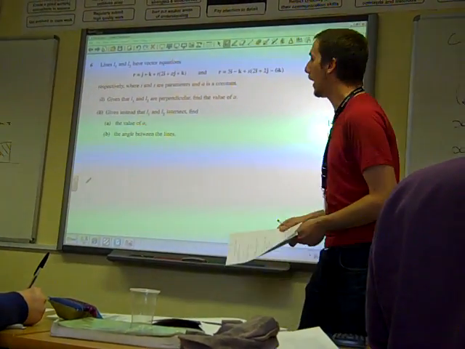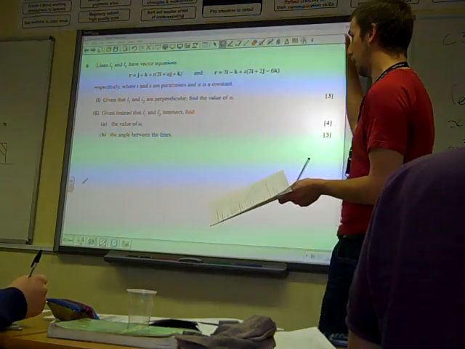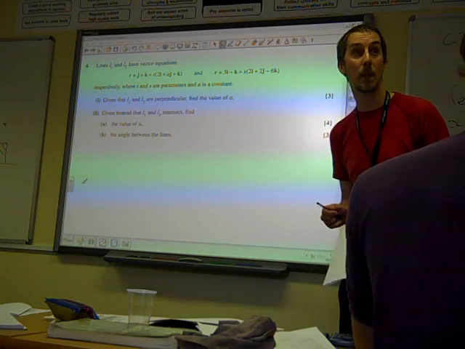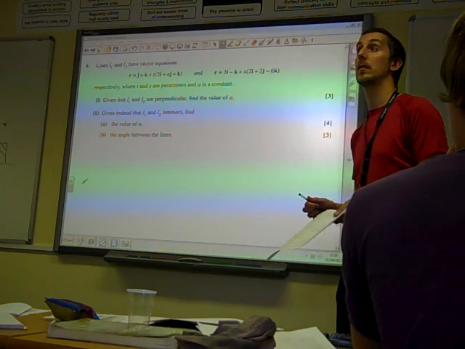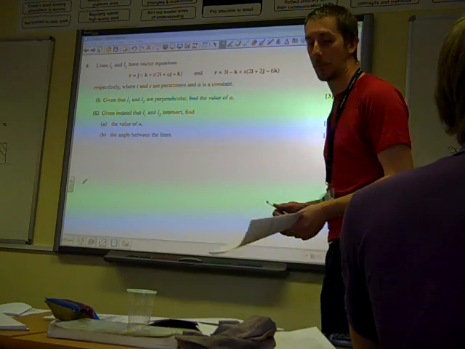Last question then. Lines L1 and L2 have vector equations. There you go, you can leave them. Respectively, where t and s are parameters and a is a constant. Given that the lines are perpendicular, find the value of a.